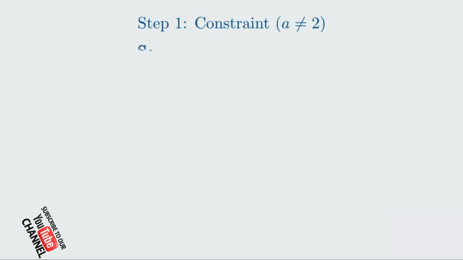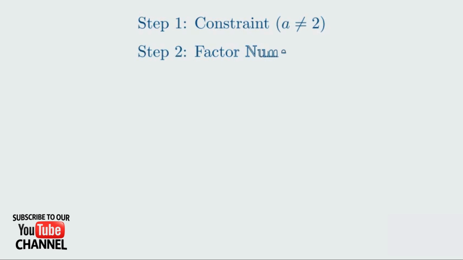Let's quickly recap our journey to the solution. We started with what looked like a complicated fraction. First, we identified and handled the constraint on the denominator by stating that a cannot equal 2. Then, we factored the numerator using the difference of squares formula, twice in a row, which is a common trick in these types of problems. This allowed us to simplify the equation by canceling the a squared terms, leading us to a quadratic equation.